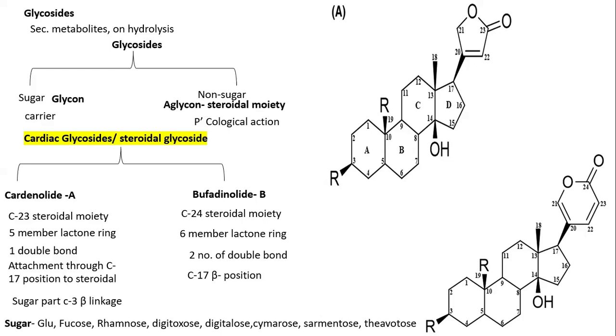So why is the name so given? Bufadinolide: bufalin is a foreign word, or we can say a Greek word. Bufalin is obtained from the skin of the toad. It is a poison, and that poison we can use for the treatment of the heart also. Now let's see the lactone ring. Where is the lactone ring? In the case of cardenolide, this is the lactone ring, and in the case of bufadinolide, this is the lactone ring.